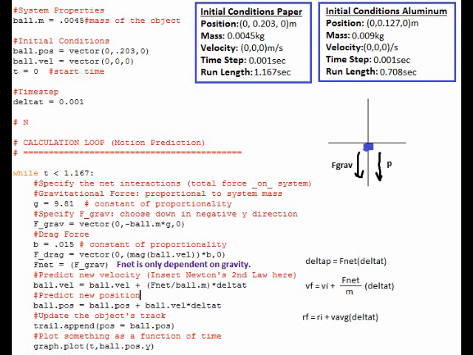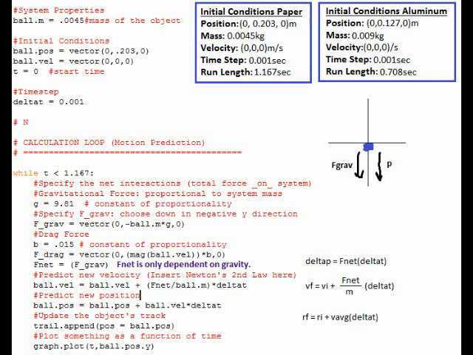This is the code I used to model the objects falling from rest, affected only by the force of gravity in this case. In the top right corner, I have listed the initial conditions for both my paper and aluminum model. These conditions include initial position, mass, initial velocity, time step, and run length. I chose the time step so that it was small compared to the total run length.